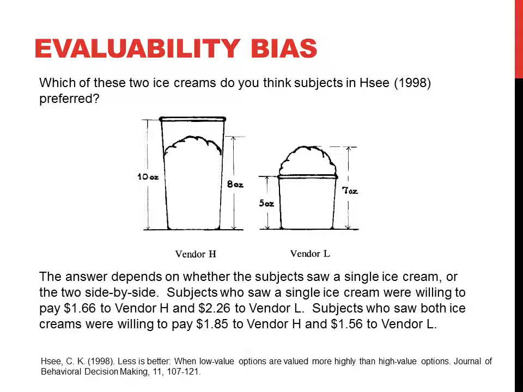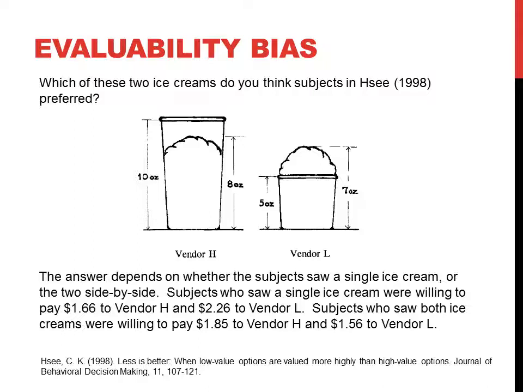The evaluability bias is based on an experiment done in 1998. This is rather interesting. So if we look at the two ice creams that were shown to participants, one was a 10-ounce cup filled with 8 ounces of ice cream from vendor H, and then one was a 5-ounce cup filled with 7 ounces of ice cream. And so which of these two ice creams did the subjects prefer? Well, it depends on whether they saw a single ice cream or the two side by side.